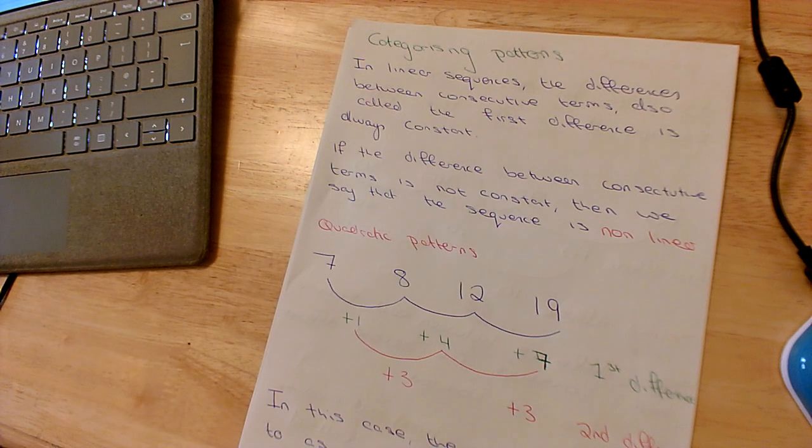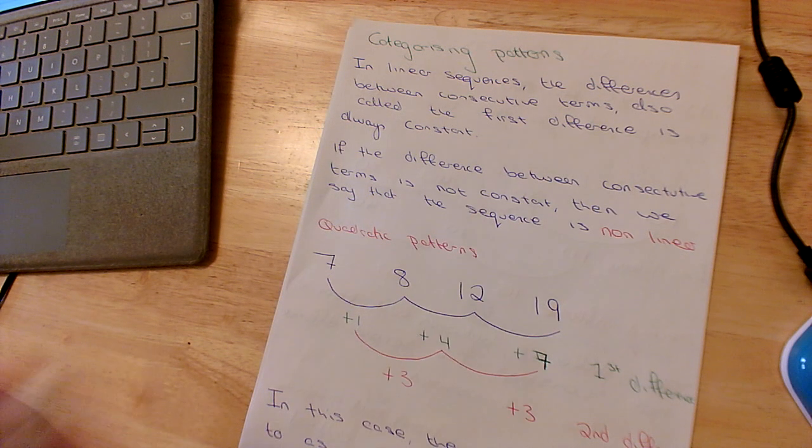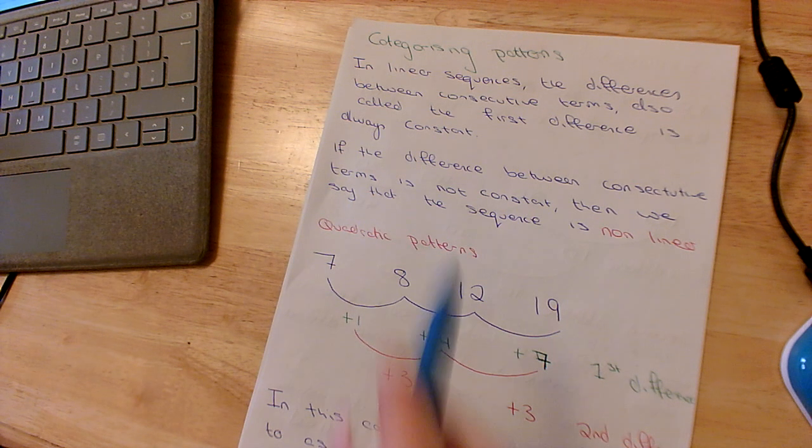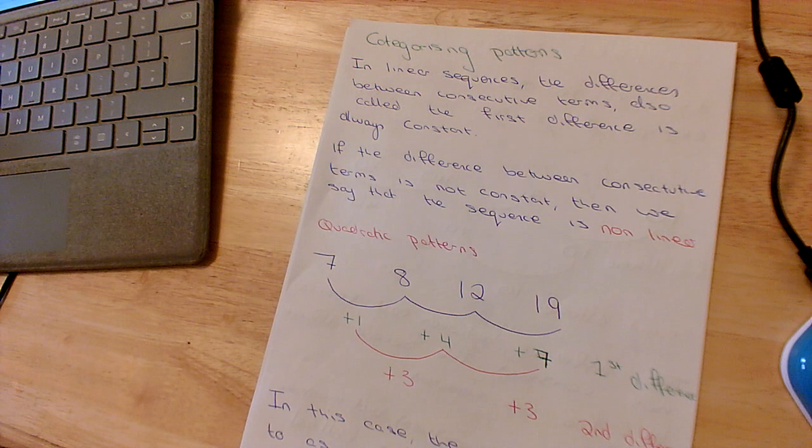Okay, so today we're going to look at categorizing patterns. So in a linear sequence, the differences between consecutive terms, so consecutive means right beside each other, so 2, 3, 4, okay, so they're all consecutive terms, also called the first difference, is always constant. So if it is a linear sequence, the first difference is always going to be the same.